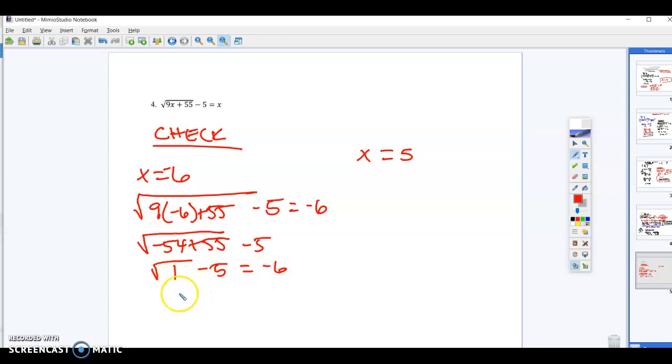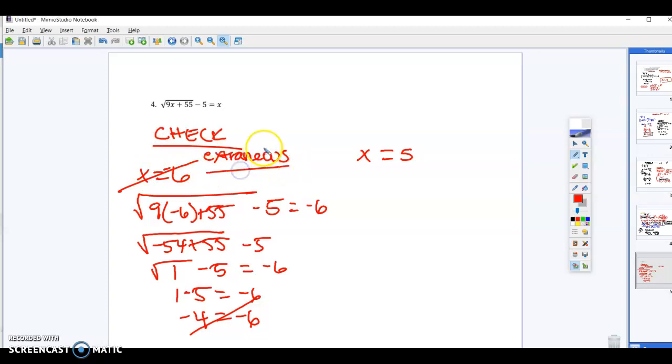The square root of 1 is 1. And 1 minus 5 is negative 4. Now, my question is, is negative 4 equal to negative 6? No. So x equals negative 6 is not an answer. This guy's extraneous. Okay? And we're going to talk about how you write that answer out in just a second.